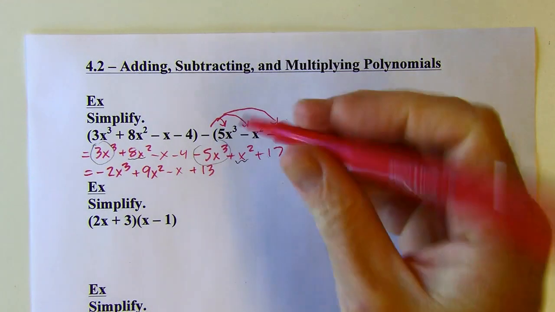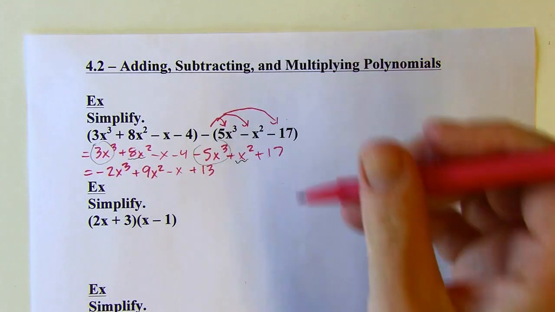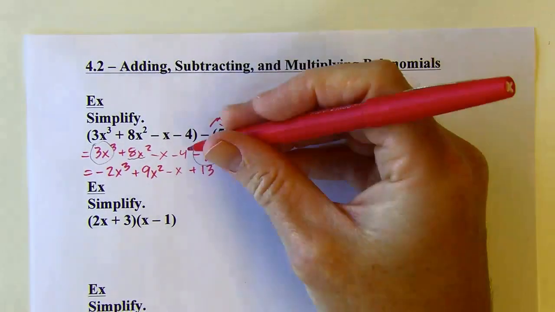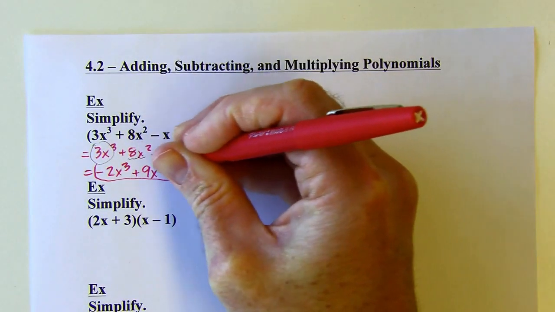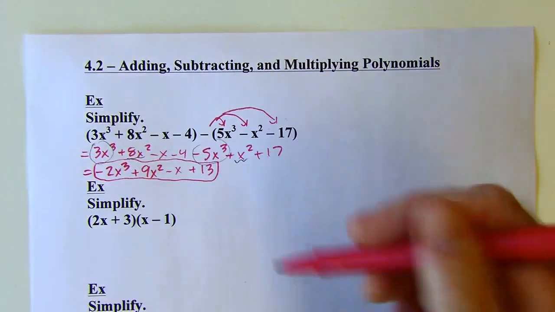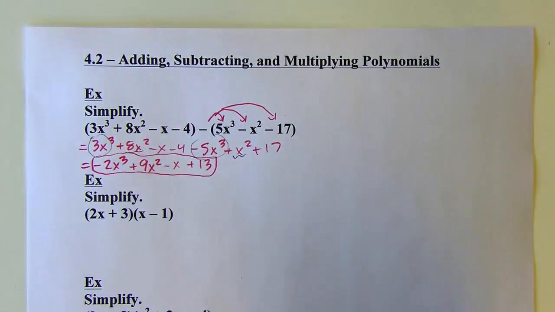What am I talking about? No, that's right. Okay, negative 4 and positive 17. There we go. And then that's finished. And you usually write it in standard form in descending order of terms.